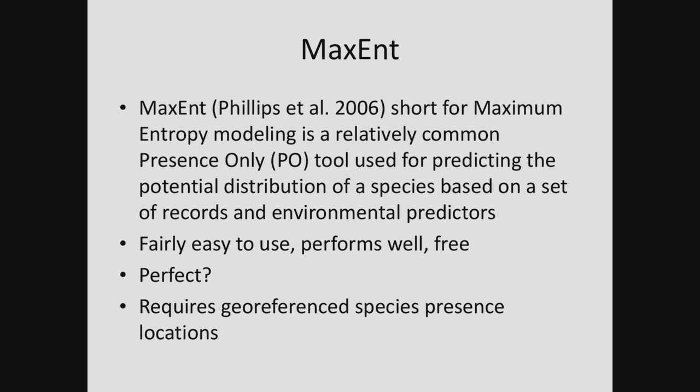So let's just jump into this first, and I'll talk a little bit about MaxEnt, which is short for Maximum Entropy Modeling. It's a relatively common presence-only tool used for predicting the potential distribution of species based on a set of records and environmental predictors. And the panelists that are going to follow me use some form of this as well. And this is just one of a number of species distribution modeling tools that are out there. It's just there are a lot of different things to try. I'm not selling this or anything. It's just the one that we happen to use.